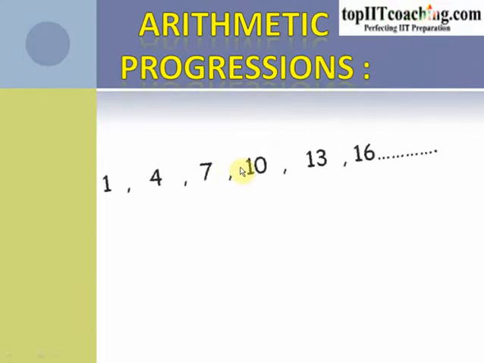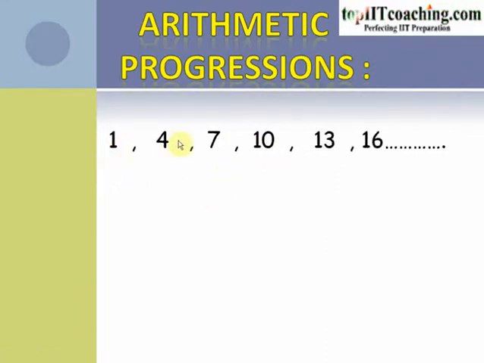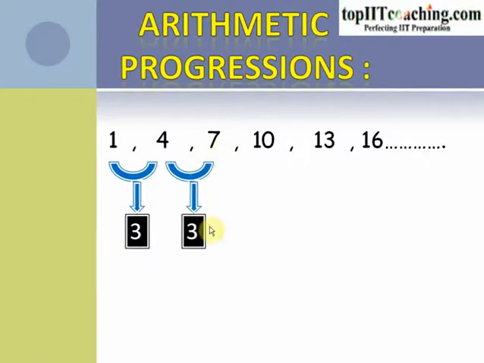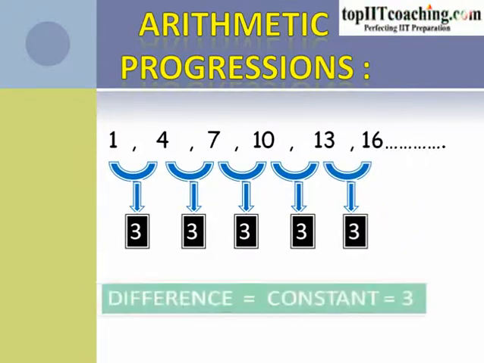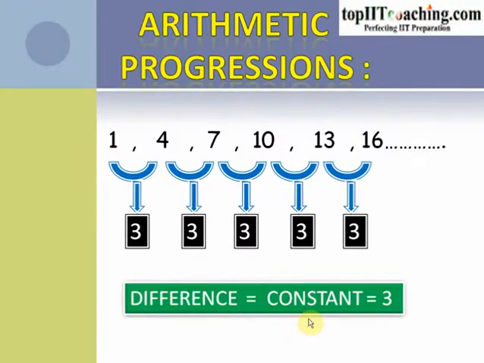Similarly, let's see one more example. If we have a series 1, 4, 7, 10, 13, 16. Again, if we look at the difference between these two consecutive terms, then this is equal to 3. The difference between each pair of consecutive terms is equal to 3. Again, we can say that the difference here is constant and that is equal to 3. So this is also an example of an arithmetic progression.